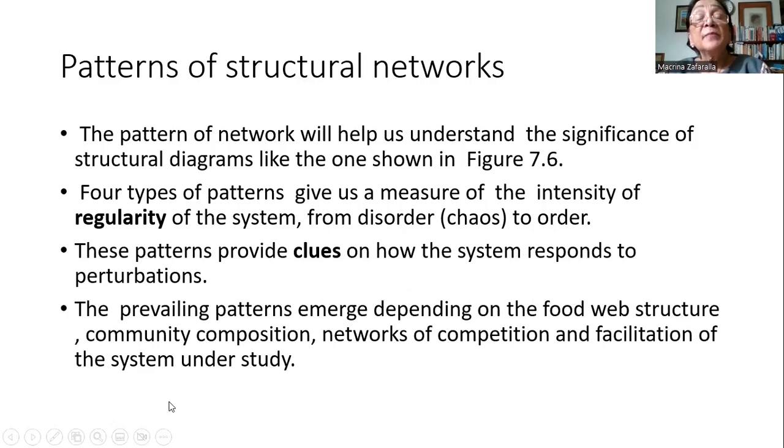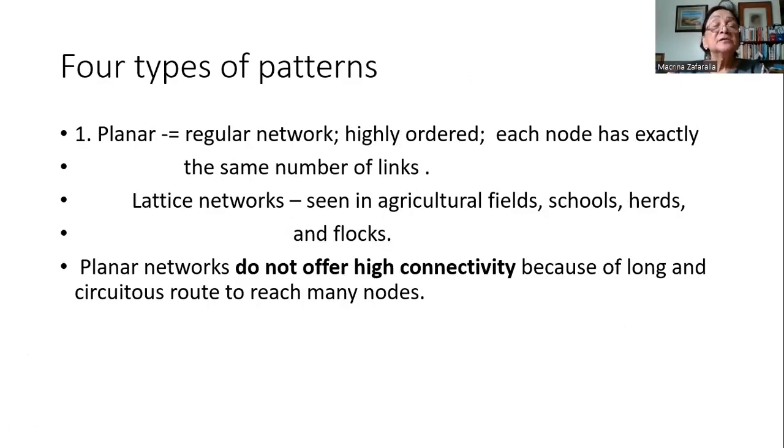There are 4 types of patterns which give us a measure of the intensity of regularity of the system from disorder to order. These patterns provide clues on how the system responds to perturbations. The prevailing patterns emerge depending on the food web structure, community composition, networks of competition, and facilitation of the system under study. Here are the 4 types of patterns of networks.